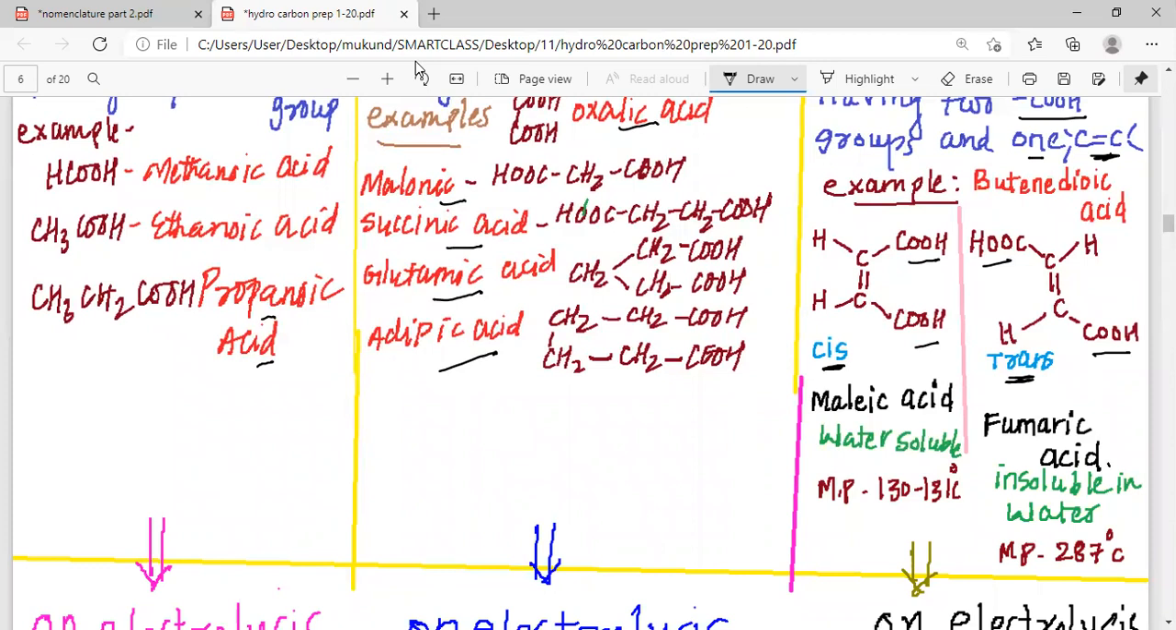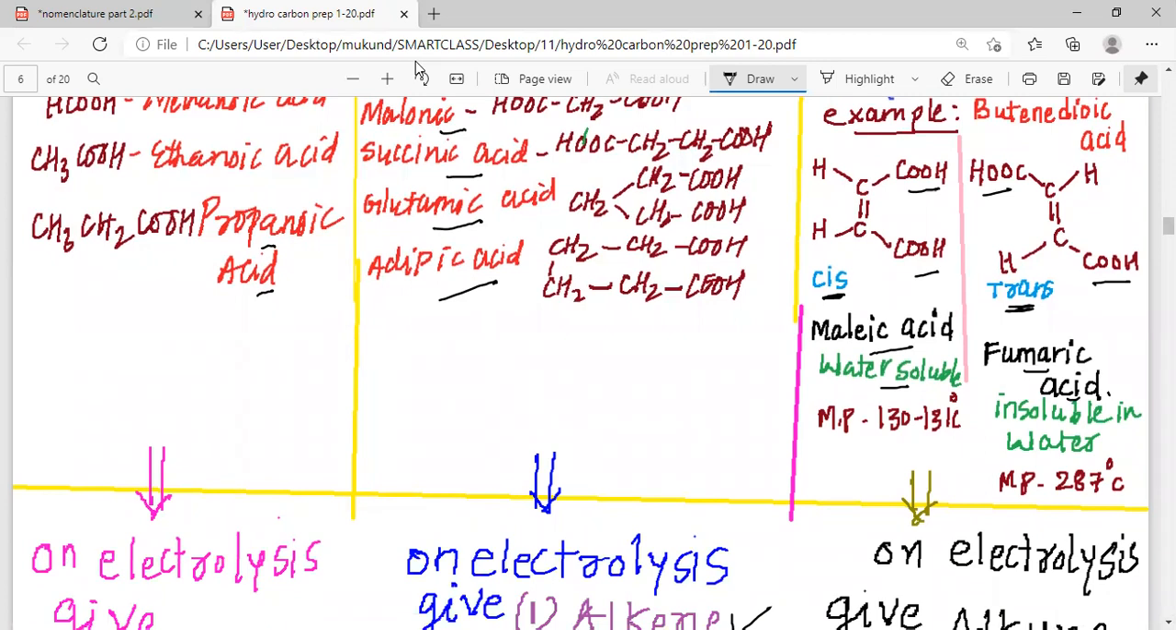This type of trans-butenedioic acid is known as fumaric acid, and cis-butenedioic acid is known as maleic acid. Please remember, my dear students, that maleic acid is water soluble, whereas fumaric acid is water insoluble.